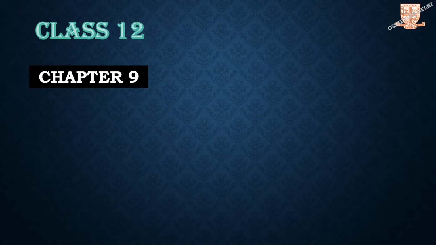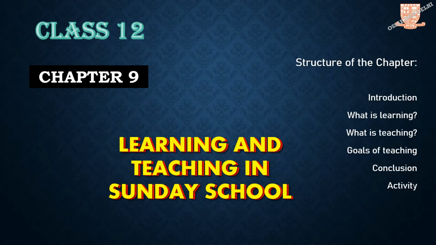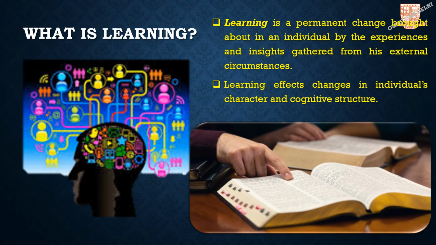Let us now learn chapter 9 about learning and teaching in Sunday school. In this chapter, we will learn what is learning, what is the psychology of learning, what is teaching, goals of teaching, etc. Teaching can be made effective only if you understand what is learning and teaching. Teaching has certain specific goals. If the teacher does not understand them properly, he will not be able to make his teaching effective. So let us therefore understand what is learning.